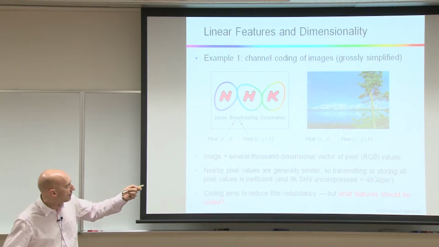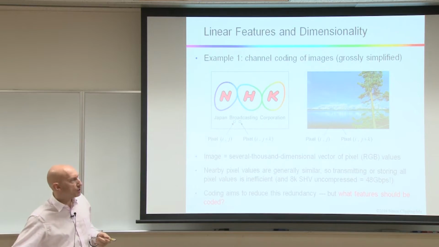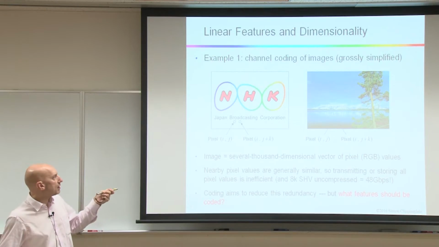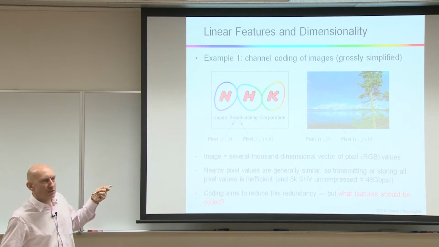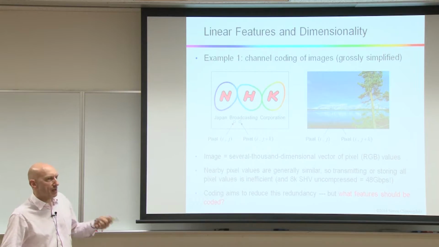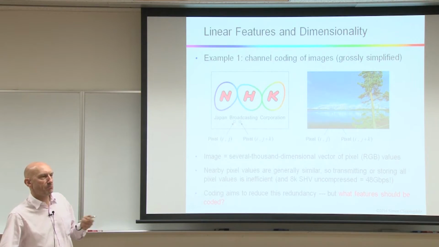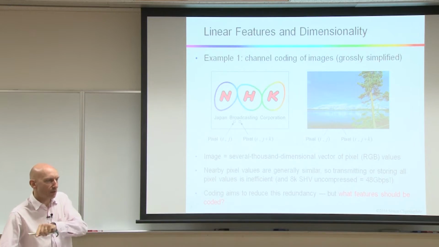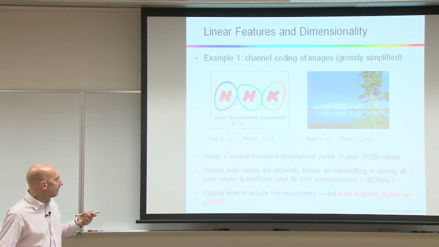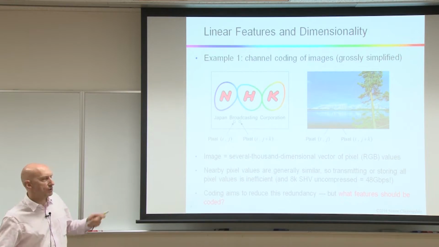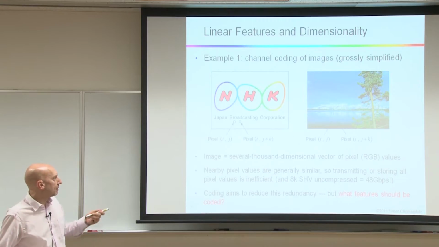And here are the same pixels in the natural image. Now the chances are, the closer these pixels are together, statistically it's more likely that the pixel values are going to be closer. And if that's the case, then you're wasting bits if you transmit the value of each pixel over and over and over again independently. So nearby pixel values being generally similar, we don't want to just transmit the whole lot uncompressed.